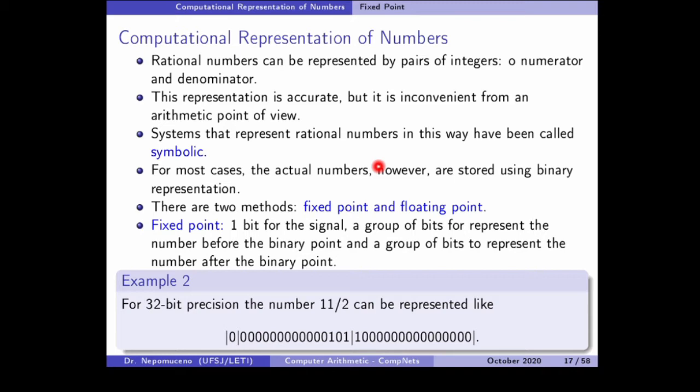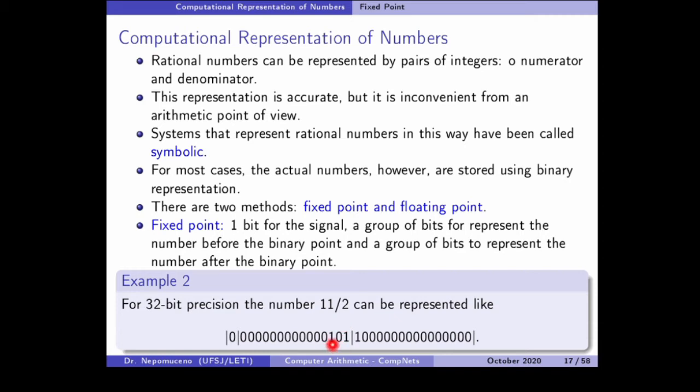Fixed point: 1 bit for the sign, a group of bits for representing the number before the binary point, and a group of bits to represent the number after the binary point. In this example, I'm going to show 11 divided by 2. This is a positive number, so you have here the 0 to represent the sign. A group of bits to represent the whole part, 5. So you have here 1, 0, 1.